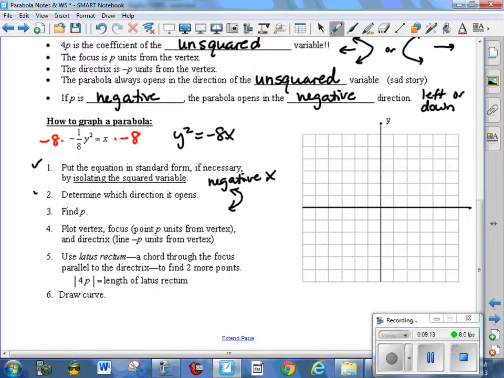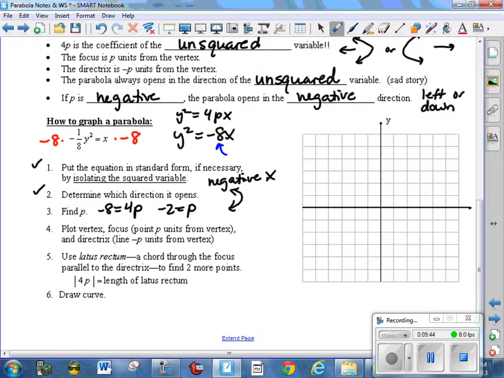Okay, so step number 3, find p. Well, p is found by dividing this coefficient by 4, because -8 is equal to 4p in the equation. Because remember, we have y squared is equal to 4px. So -8 has to be 4p, so -2 has to equal p, which means we're going to go in the negative direction from the vertex to get to the focus.